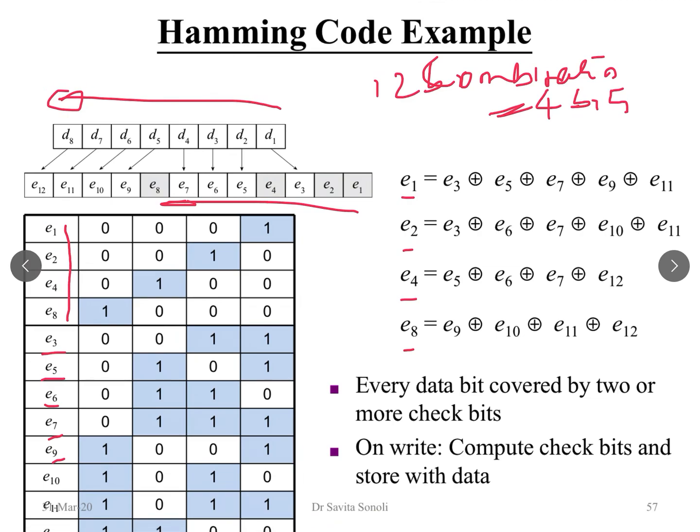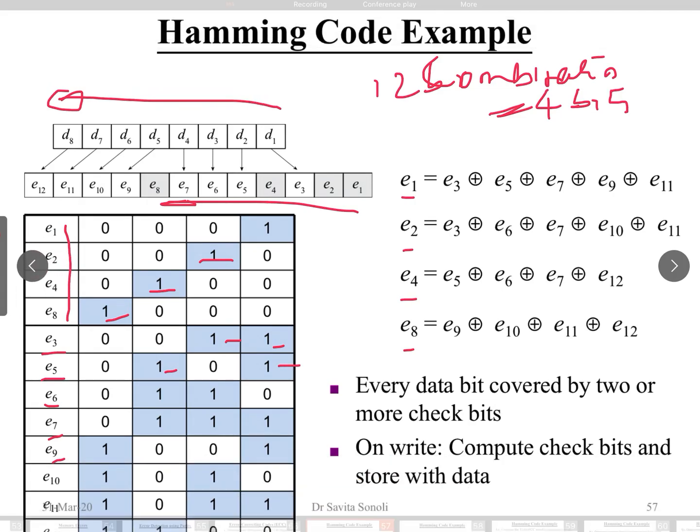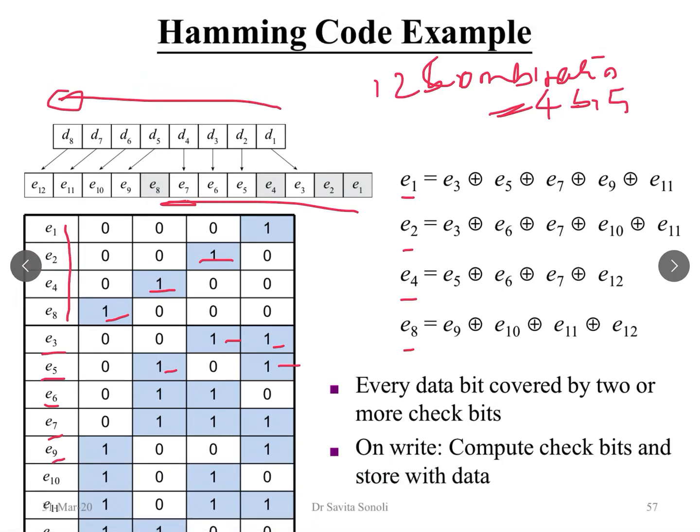0001. 2 is 0010. Then 4 is 0100. 8 is 1000. Similarly, next I am going to copy the other bits, that is 3, 5, 6, 7, 9, 10, 11 and 12. 3 is 0011. 5 is 0101. Then 6 is 0110. 7 is 0111. 9 is 1001. 10 is 1010, 11 is 1011 and 12 is 1100. So like this the table is created.